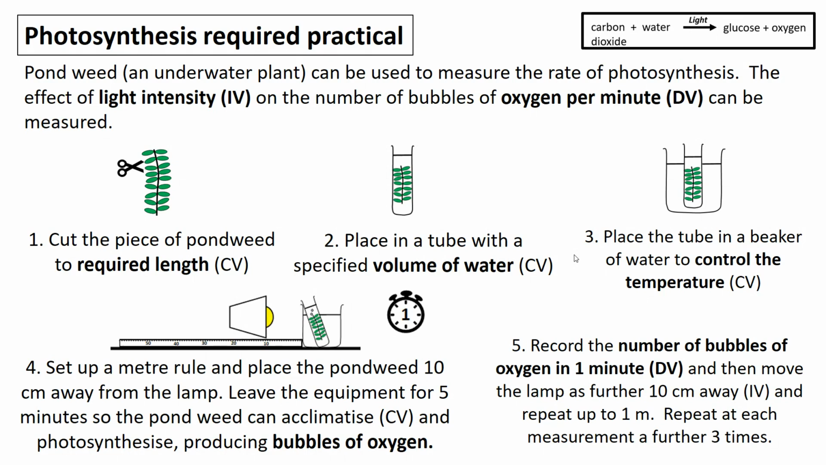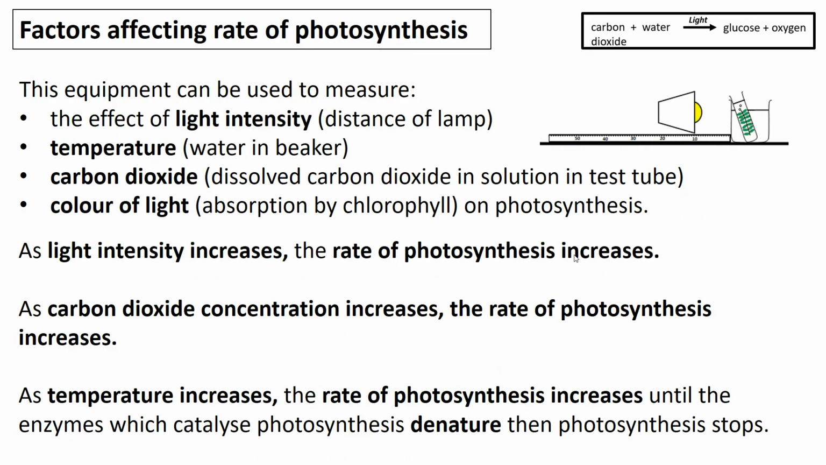And then you'd start to change the independent variable by moving the lamp further away, say 10 centimetres away, and then recount the number of bubbles per minute and repeat that up to 1 metre. You'd then have to repeat the whole investigation again a further 3 times in order to collect some data which is valid, which you then use to calculate a mean. Once you've got that data for that investigation, you can use that to compare the effect of light intensity on the rate of photosynthesis. So you've moved the distance of the lamp and seen how that affects the rate of photosynthesis, because the further the lamp is away, the less the light intensity is.